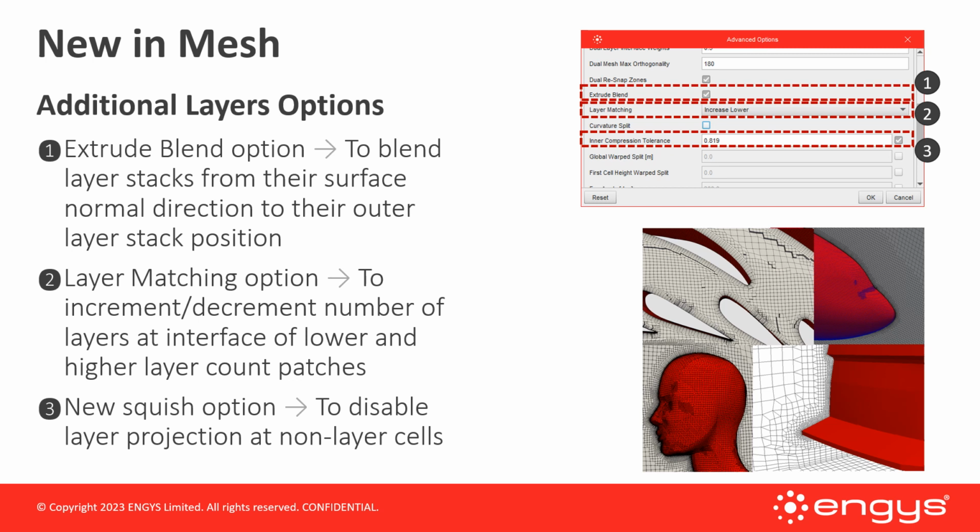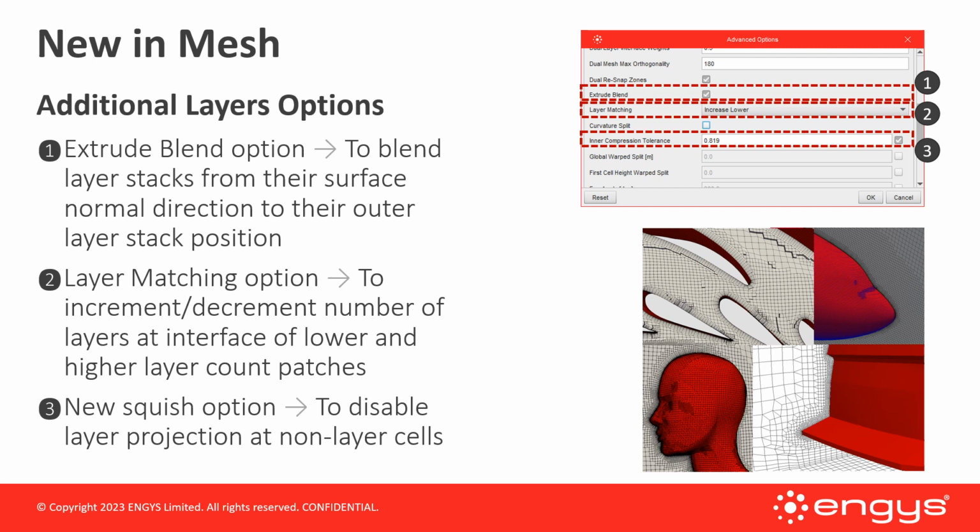Three additional layer options were introduced in Elements version 4 to provide the user with greater control over the final mesh quality. First one, the Extrude Blend option. This new feature allows you to blend layer stacks from their surface normal direction to their outer layer stack position. By using the Extrude Blend option, you can create smoother transitions between different layers in your mesh, resulting in more accurate simulations and better overall mesh quality.